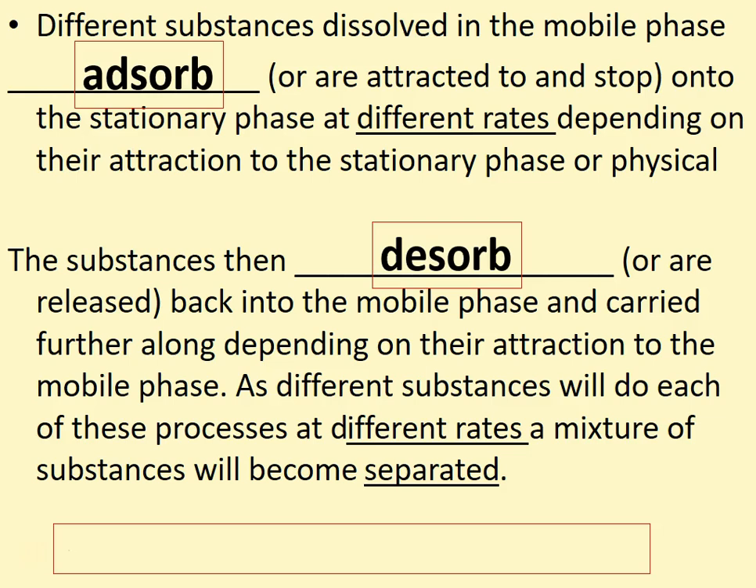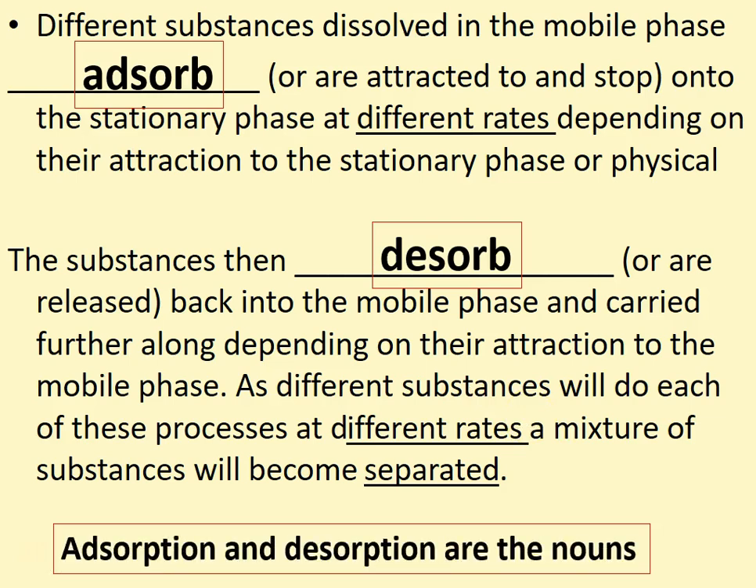Then once they're stuck on the stationary phase, they desorb, come off the stationary phase, and they go back into the mobile phase, and they're carried further along. As different substances will do these processes at different rates, a mixture of substances will become separated. All right.